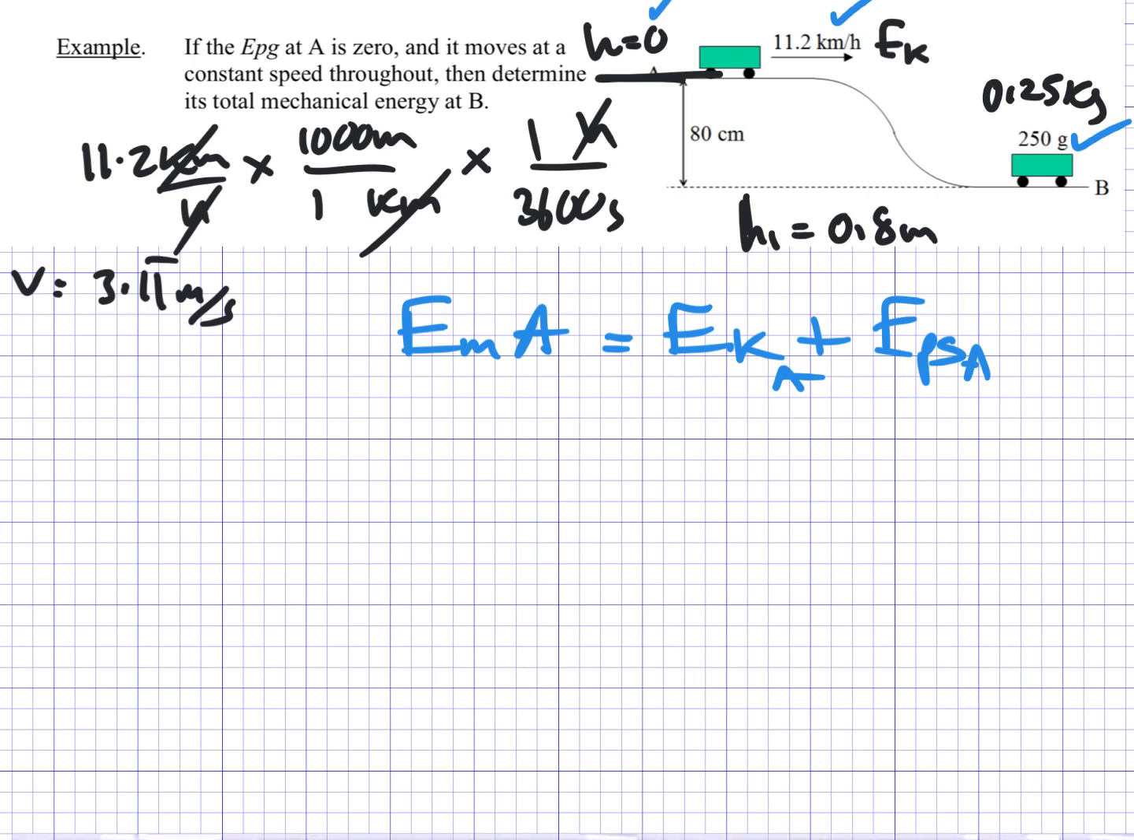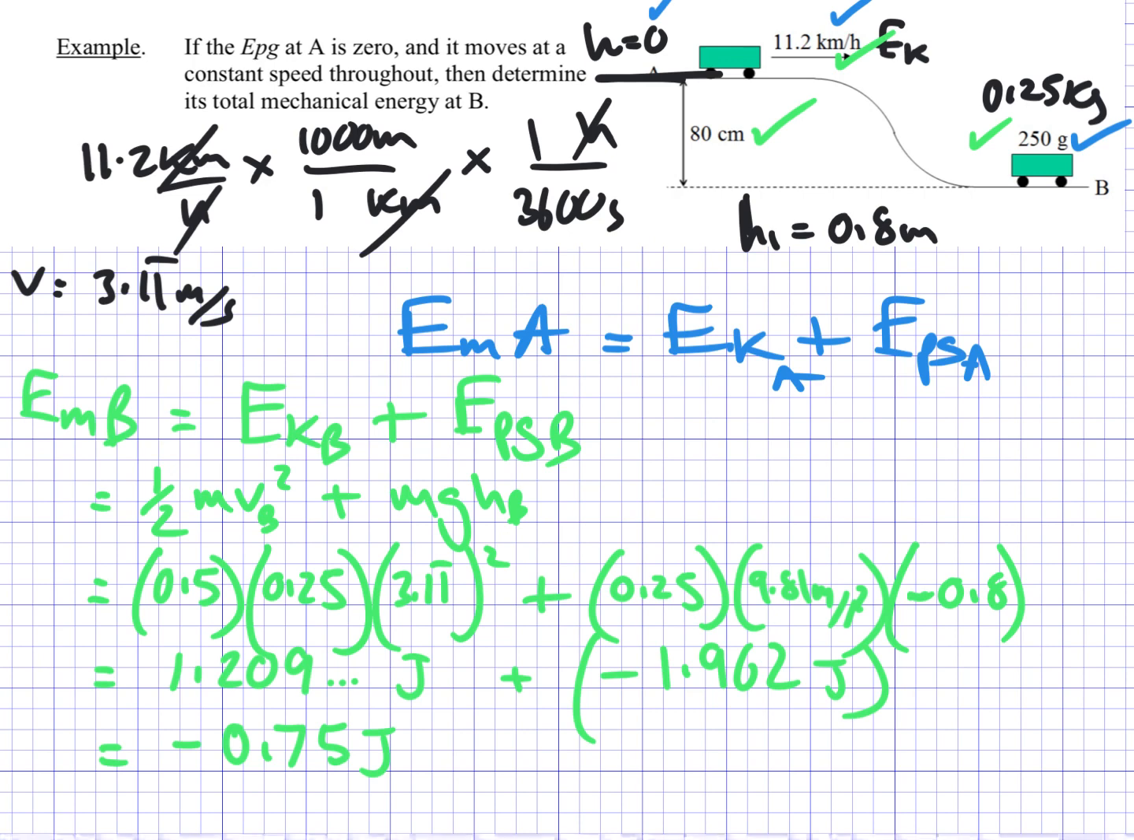At position B, the total mechanical energy is going to be the kinetic energy at B plus the gravitational potential energy at B. Do we know those numbers? Yes, it's had a change in the height. So there's some potential energy there. There's the mass, and the speed is going to be the same. So we have all the numbers.